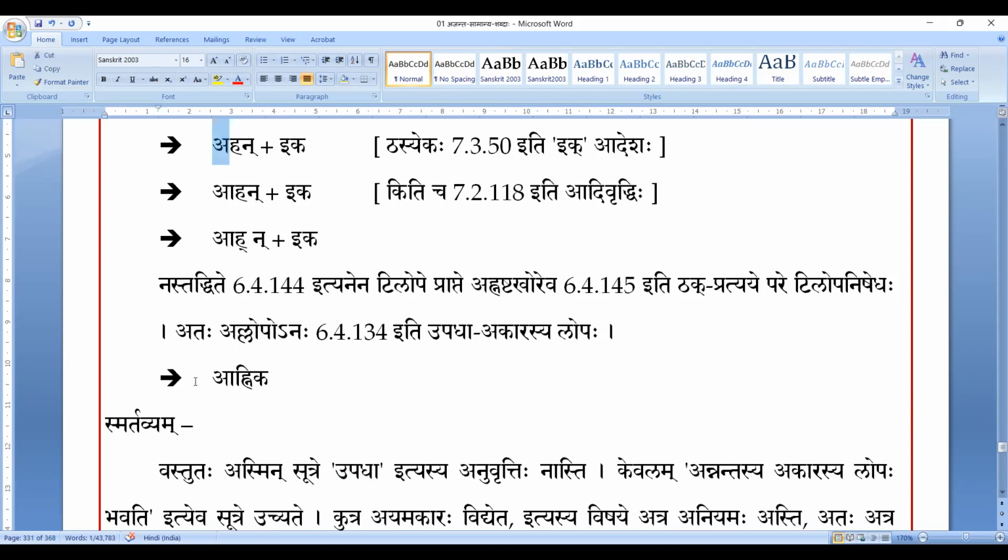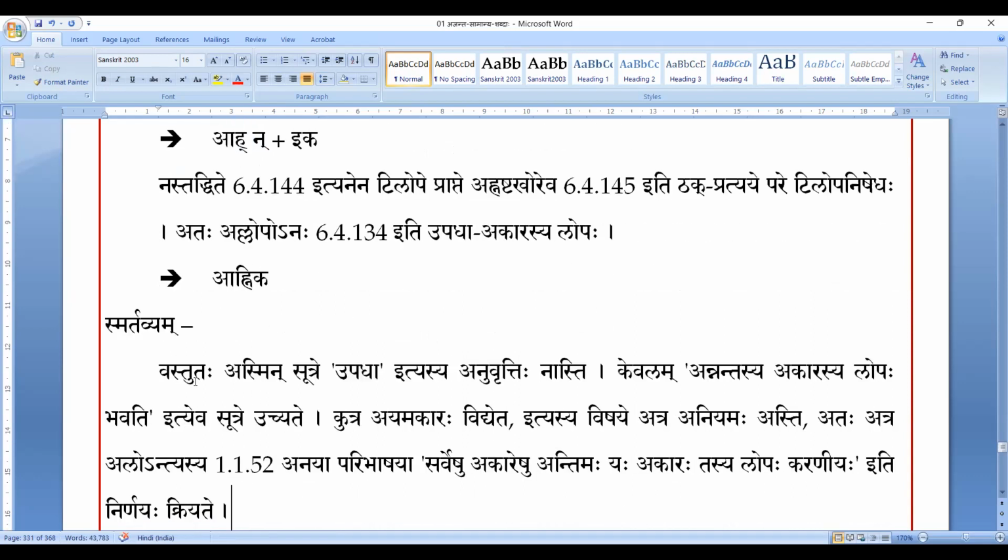This here also, this is also A, and here also we have which Akara will become Lopaha? That Akara which is at the end. End means An is the end. So there that Akara will go away. So Alontasya Paribhasha is applied even here also.